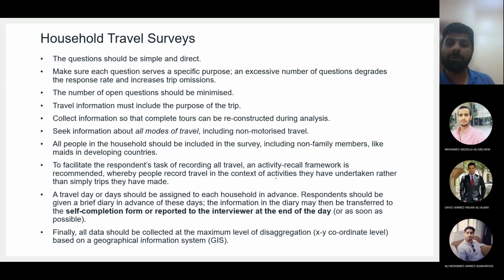The travel information must include the purpose of the traveler, the purpose of the trip. Why did you make the trip? Because it is very important.